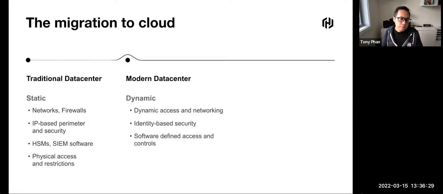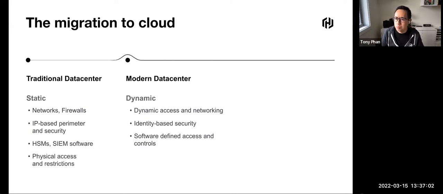So with that, let's compare where we are today. The traditional data center is often related to static, and what I mean by static is things that don't typically change. Like I mentioned before, you had physical networks, firewalls, and IP-based perimeters and security. Whereas a lot of workloads we're looking at today, in the modern data center, are more dynamic in nature.